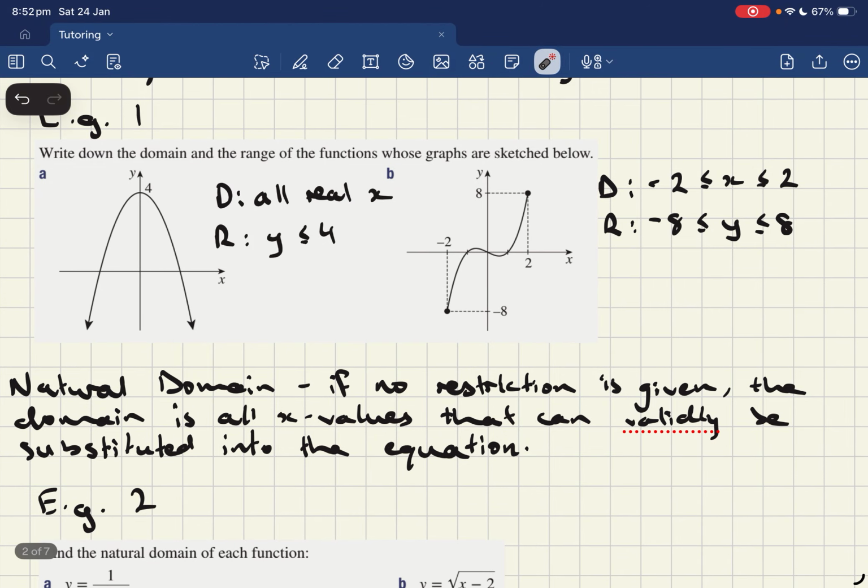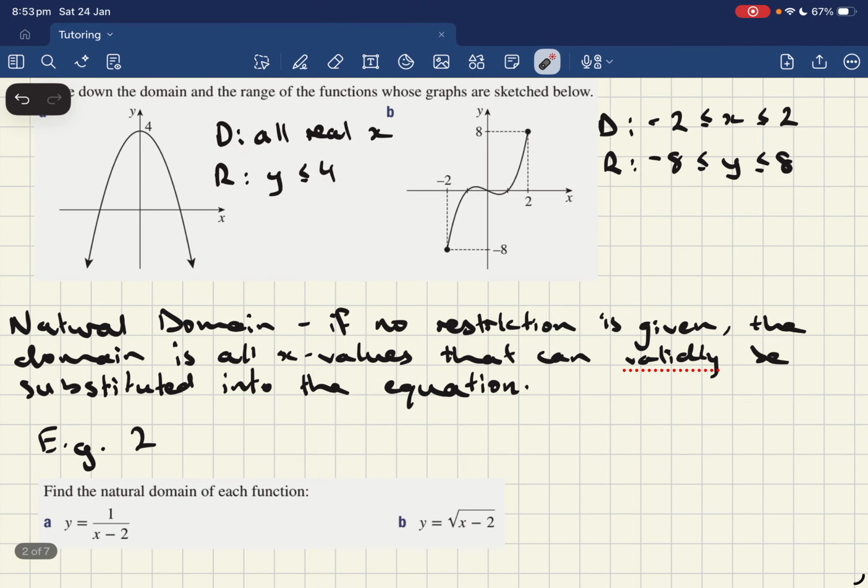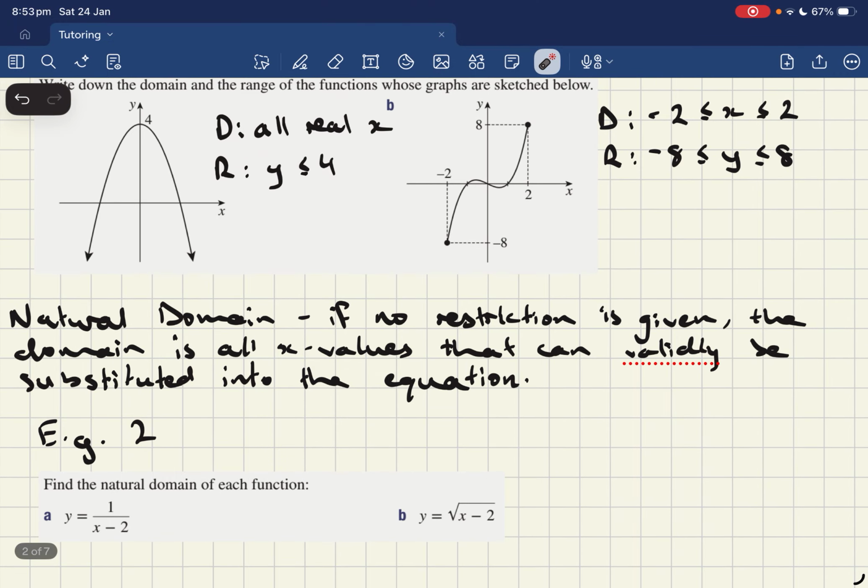Now, one more thing we're going to talk about is what we call the natural domain. So if no restriction is given, the domain is all x values that can validly be substituted into the equation. So where this comes up is for certain types of functions like these ones below. Now, it's saying find the natural domain of each function.